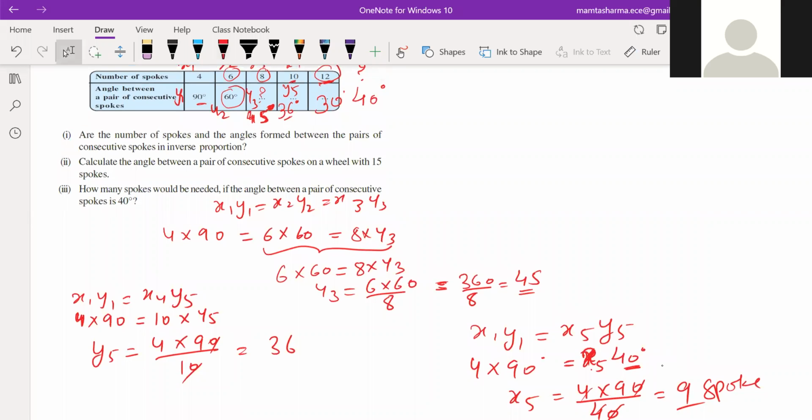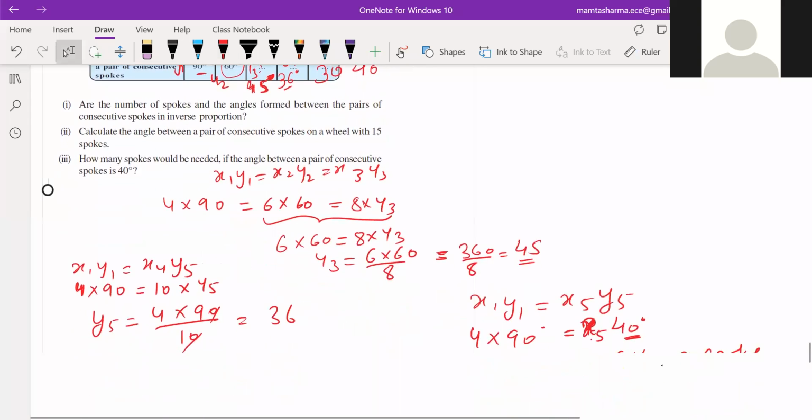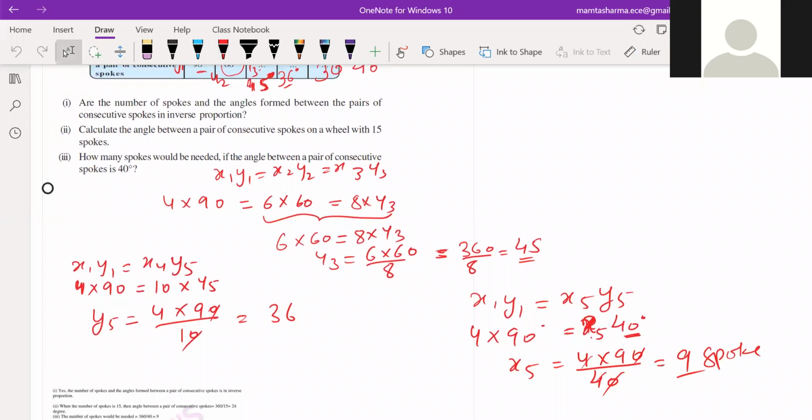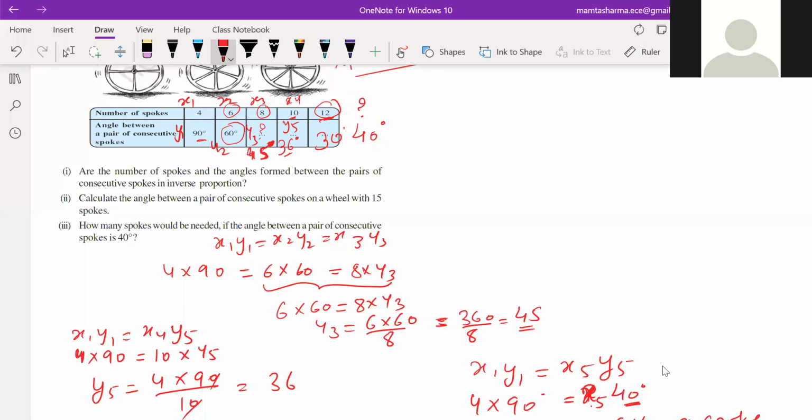Isn't it? Ma'am, I'm getting 9 only. I did the calculation wrong. Yeah, the cancellation. So 9 will be the correct answer. Shubhra, what happened? For the second one, I'm getting 24. Yeah, for the second one, it's 24 only. Oh, I thought for the third one you were saying 24. No, the second one is 24 only. Okay, ma'am.